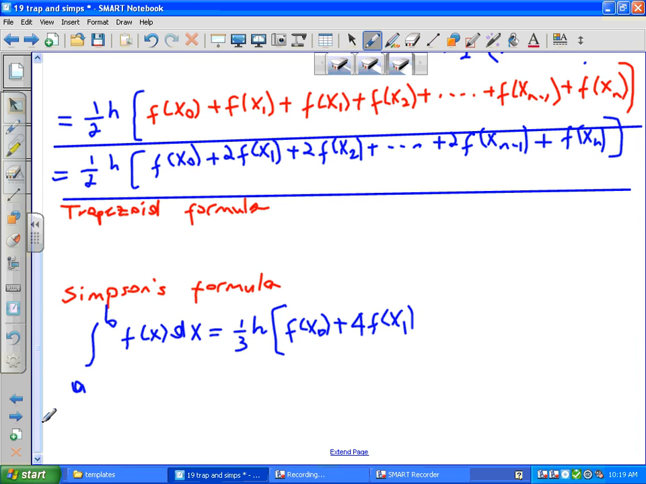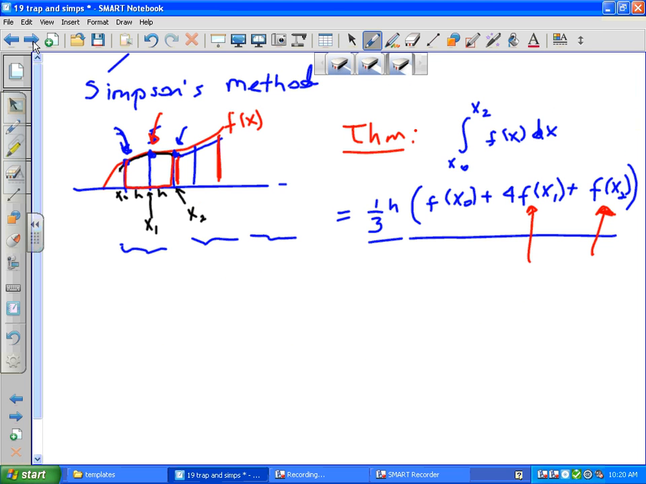Because that one is going to be shared with the next rectangle. So you're going to have one coming from the right side of the first rectangle and one coming from the left side of the second rectangle. So that will be 2 times f of x sub 2. Why is the middle one 4? Yes, that came from this formula.